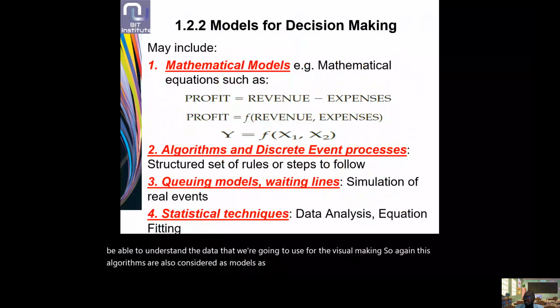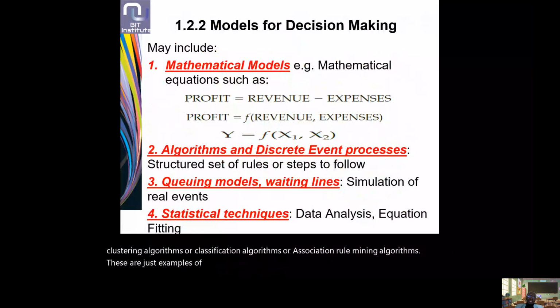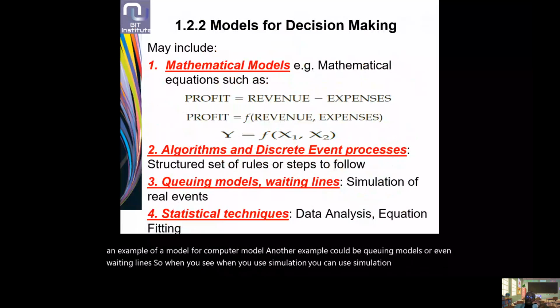So when you talk about clustering algorithms or classification algorithms or association rule mining algorithms, these are just examples of algorithms. Regression analysis is a form of algorithm that can be an example of a computer model. Another example could be queuing models or even waiting lines. So when you use simulation, you can use simulation to understand the nature of a queue.